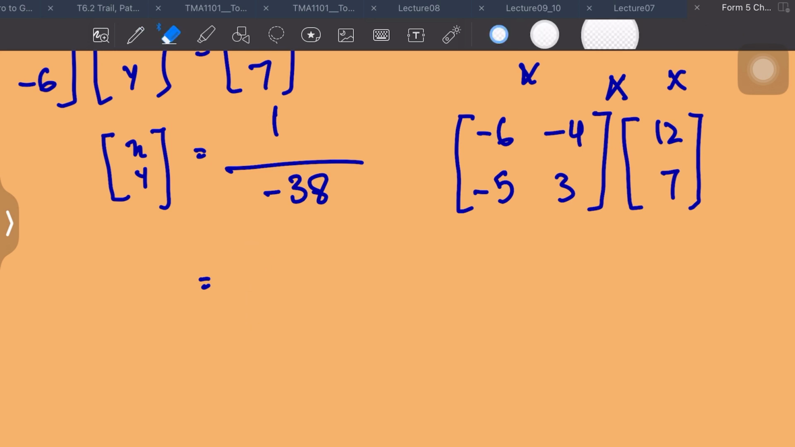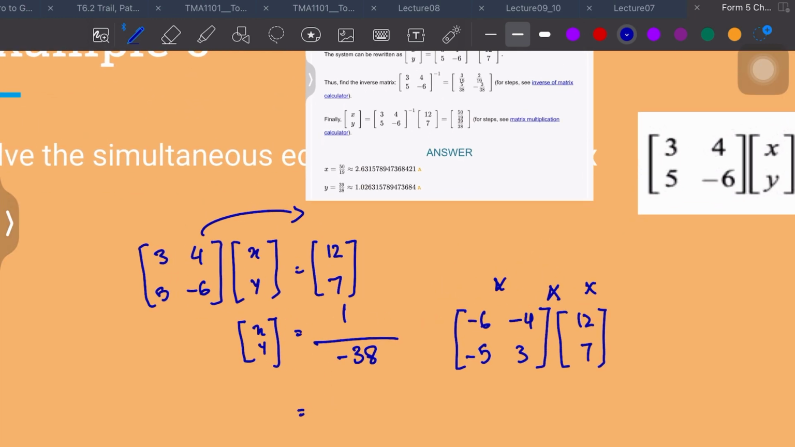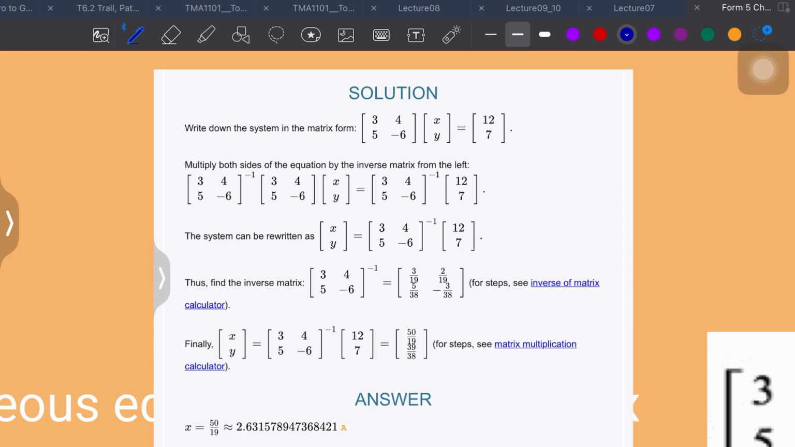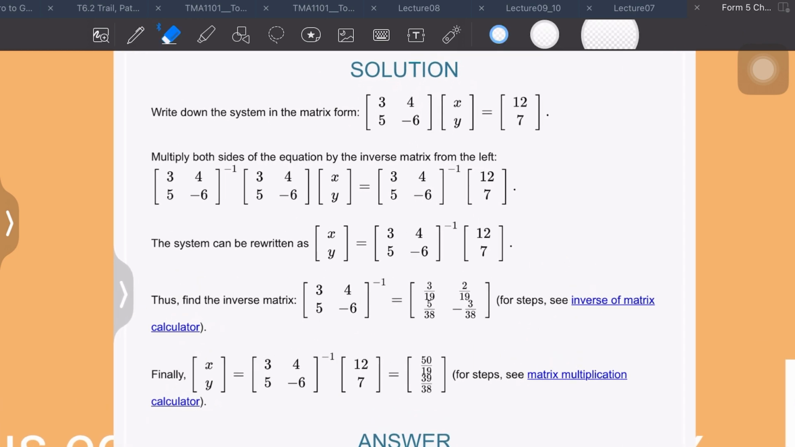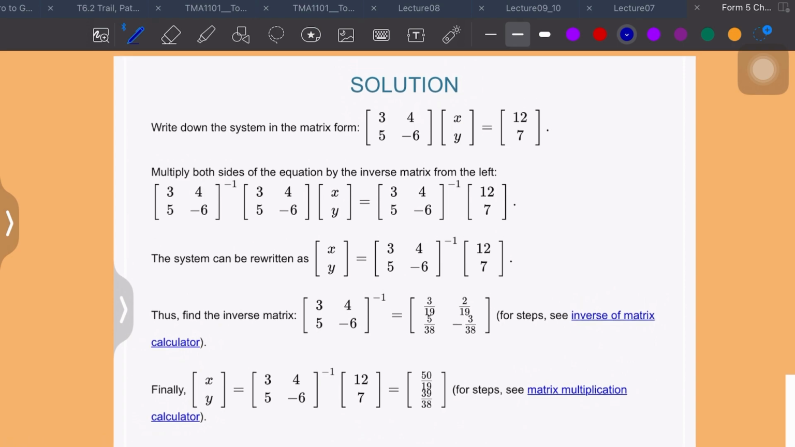So basically, 12 multiplied by 6. Wait. So as you guys can see, the final answer for this one is 3, 12, 5, 7. Yeah, thank you very much. That's it.